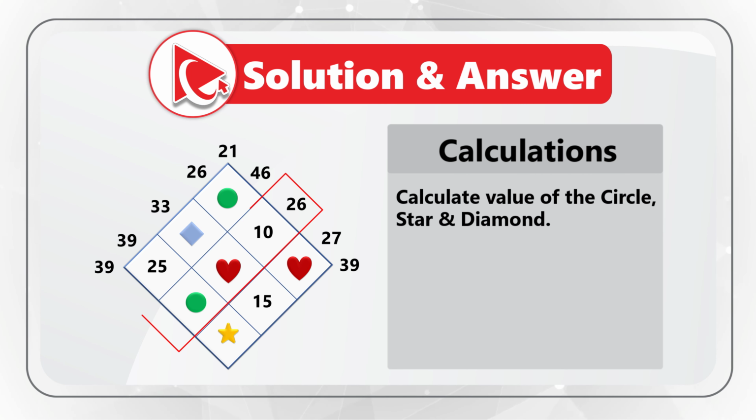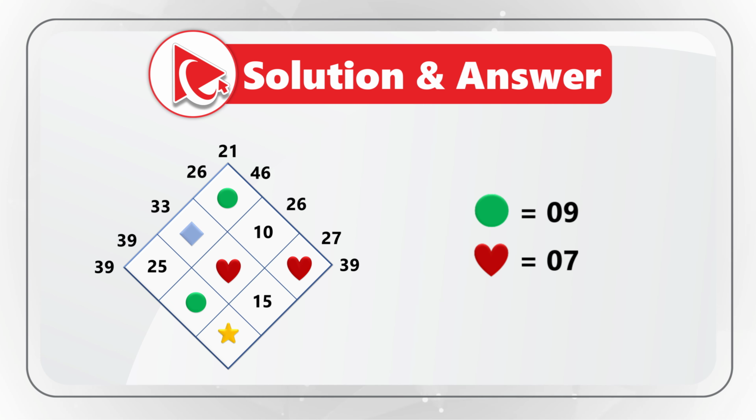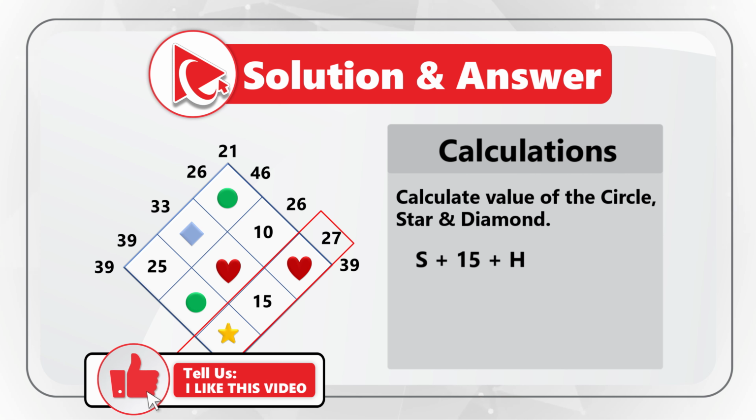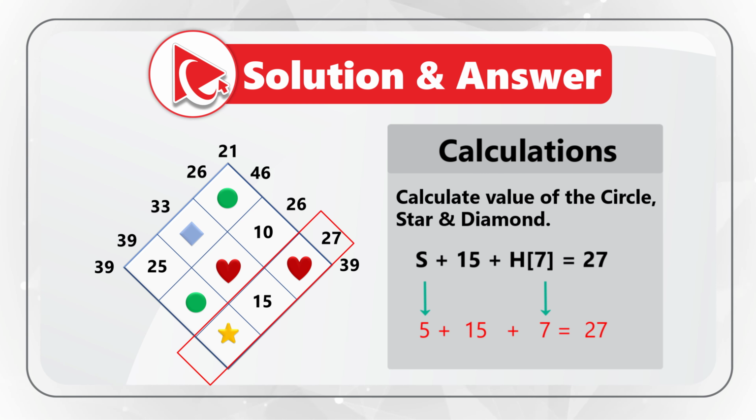Let's build the expression for the top row of the diamond. Circle plus heart plus 10 equals 26. Because value of the heart is known and equals 7, we can calculate the value of the circle, which would be equal to 9. Let's do the same for the value of the star. Star plus 15 plus heart equals 27. Because we know the value of the heart, which is 7, the value of the star is 5.